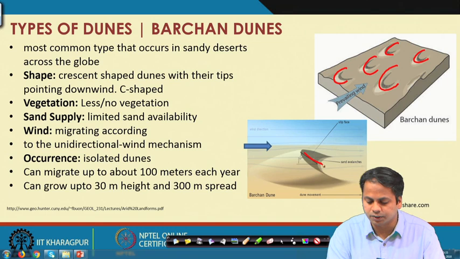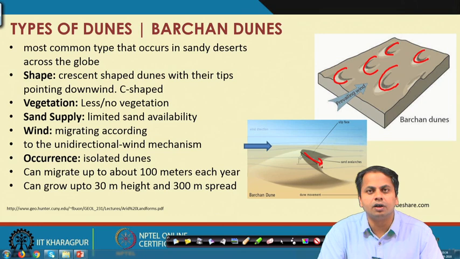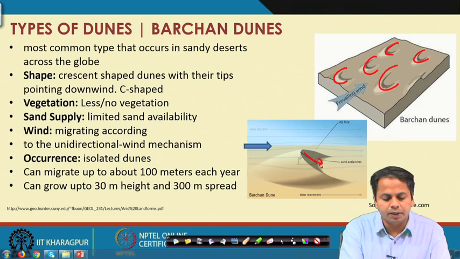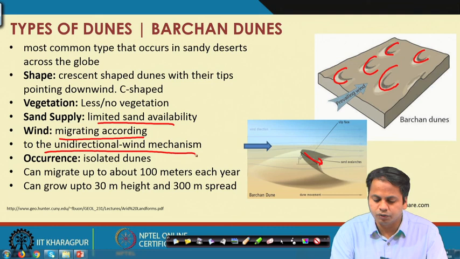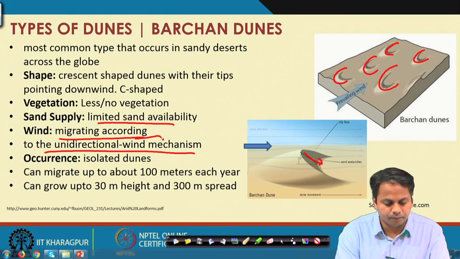And here there is less vegetation availability. The sand supply is limited, and the flow is mostly steady here. The dunes are migrating according to a unidirectional wind mechanism. So wind flow is mostly unidirectional, but they migrate. Okay. So these dunes are migrating according to the unidirectional wind mechanism.